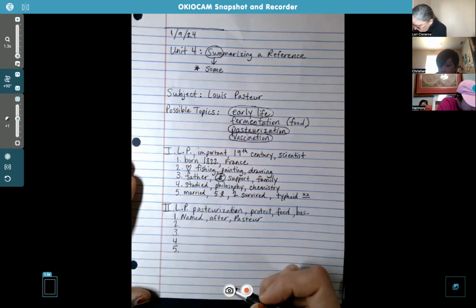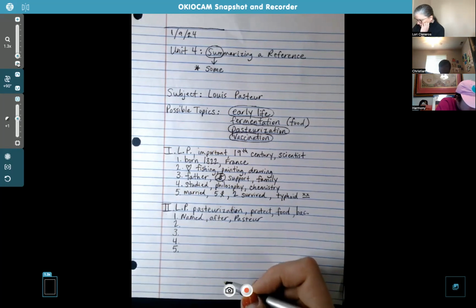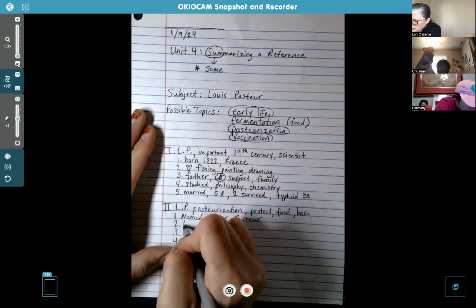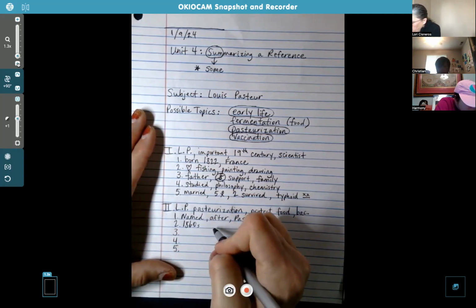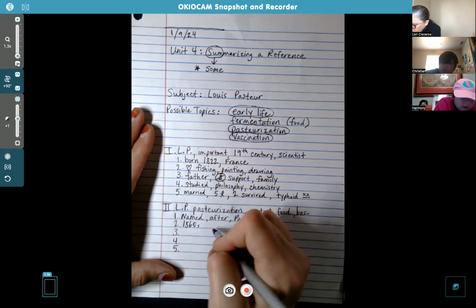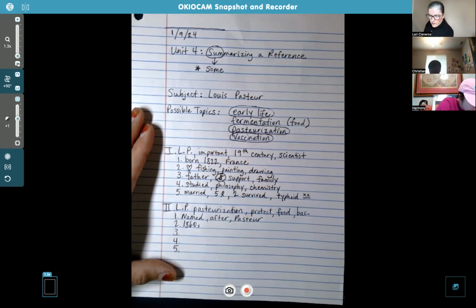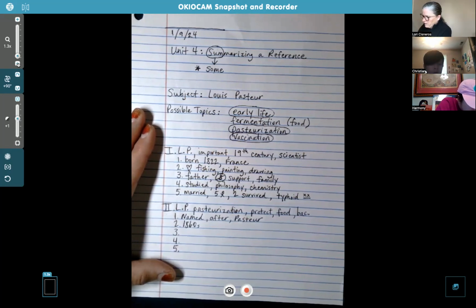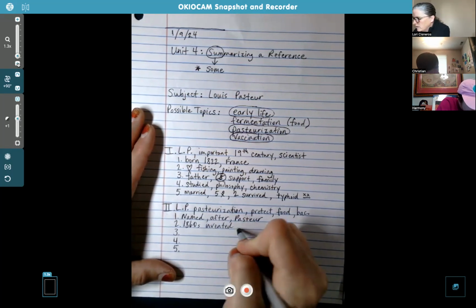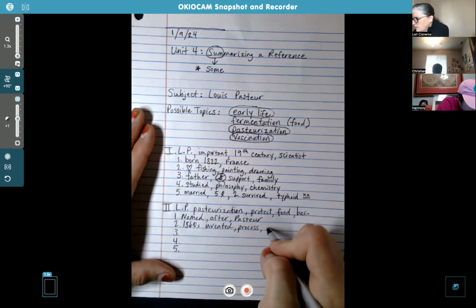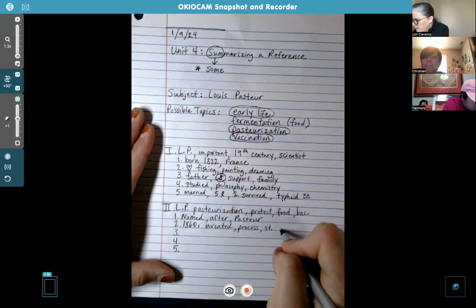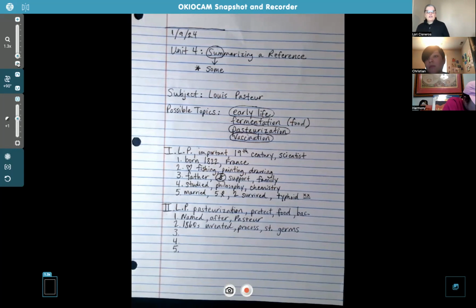And it's a process he learned. It's a process in the 1860s. So let's put 1860s. Pasteurization is a process. I'm trying to figure out how to put that in the outline here because I have 4 words I want to use, but I can only use 3. So I'm going to put "invented" and then "process." And then I'm going to put ST for studying and then "germs." He invented this process after studying germs. Because I think all of that's important to mention.